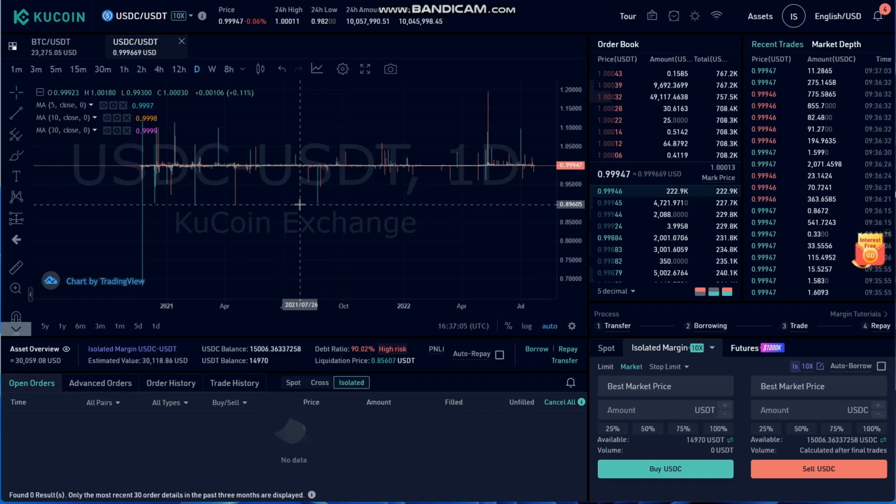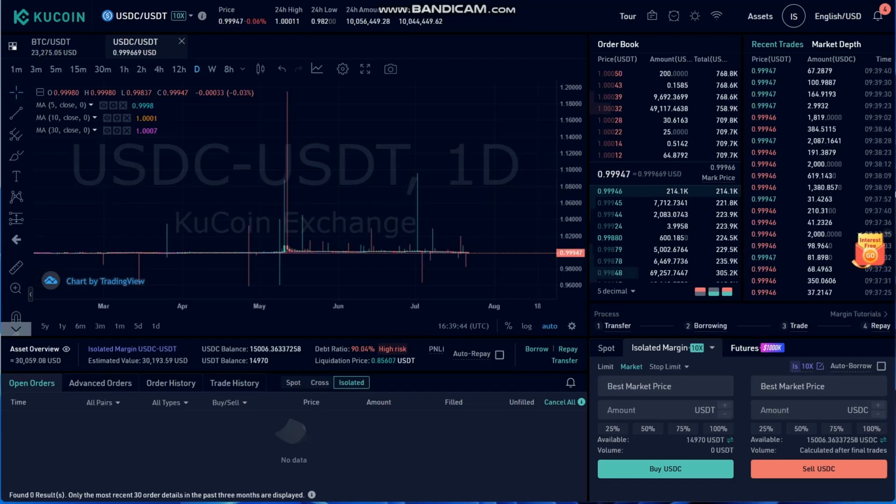So in my opinion, I think it's important not to go over leverage to where your liquidation price is going to be higher than where these wicks were. All right, so we have the 15,000 USDC and roughly 15,000 USDT. So the first thing I will do is I will set the orders below 1.0.